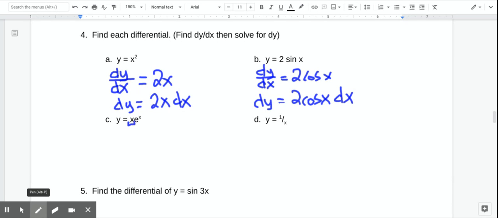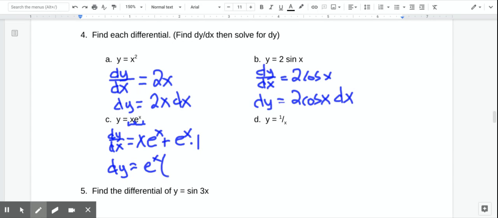This is a product rule. So the derivative of y with respect to x is dy dx. And then we have 1 d2 plus 2 d1. And so we are going to solve this for dy. So we have to multiply both sides by dx. Before I do that, I'm going to factor out an e to the x. So that leaves me with x plus 1 dx.